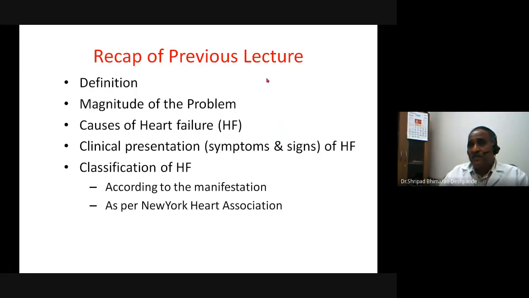I presented the clinical manifestations of the heart failure, and I tried to give the physiological reasons for that, and I provided the classification of heart failure according to the manifestations, in the sense whether it is acute or chronic, right heart failure or left heart failure, systolic failure or diastolic failure, or something like that according to the manifestation.